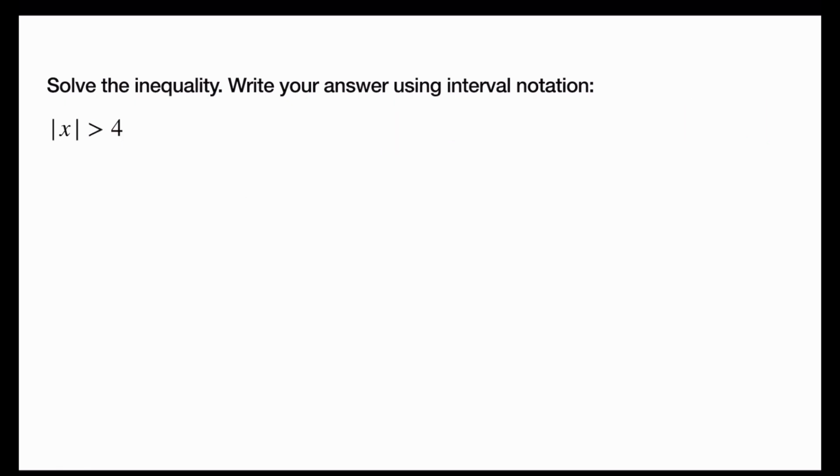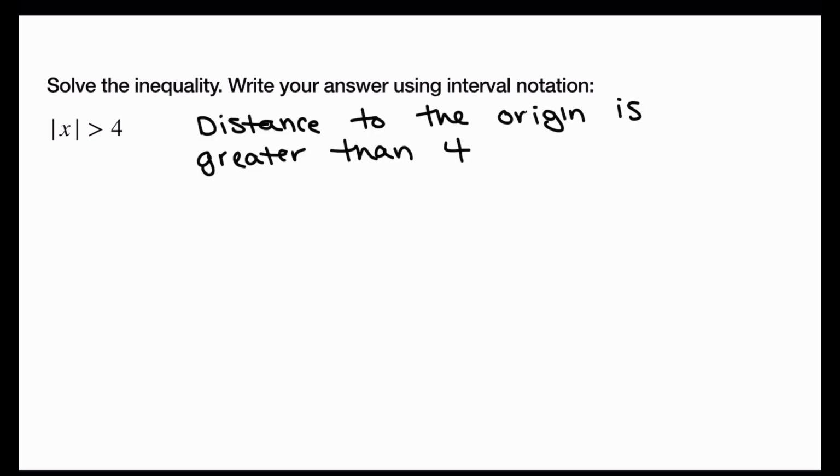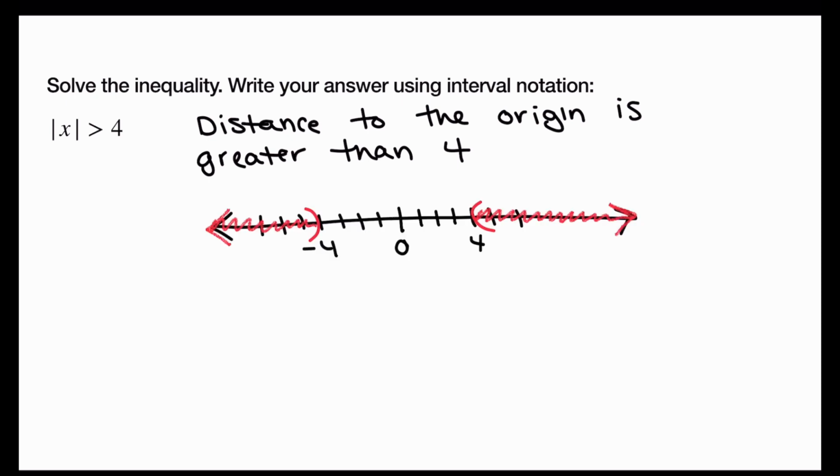All right, so now I think we're ready to dive into the absolute value inequalities. So let's start with a simple one. If absolute value of x is bigger than 4, what does that mean? What is that telling us? That is telling us the distance to the origin is bigger than 4. So we are interested in all points that are more than 4 units away from the origin. So we're talking about the ends of the number line, places that are further than 4 units away. So that would be everything that is bigger than 4, but also everything that is smaller than -4.